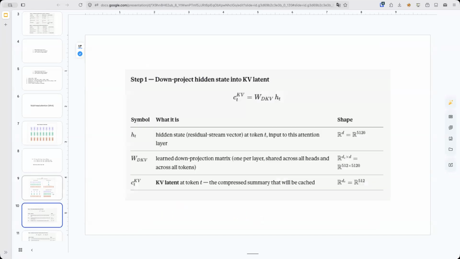So what happens here is that we have step one, the down projection. We down project the hidden state into this KV latent. So we have this learned shared matrix that is shared across all of the heads. And once we have a hidden state, we use this shared matrix to learn a single vector, this KV latent. That's the result that we're going to store in our KV cache.